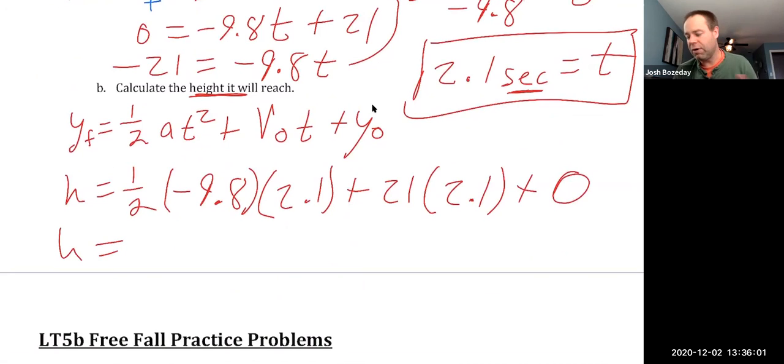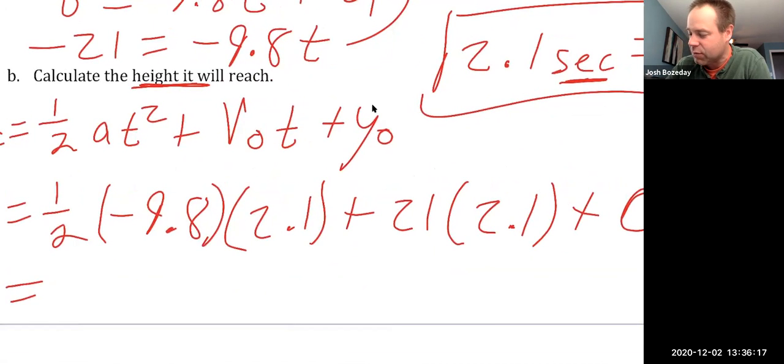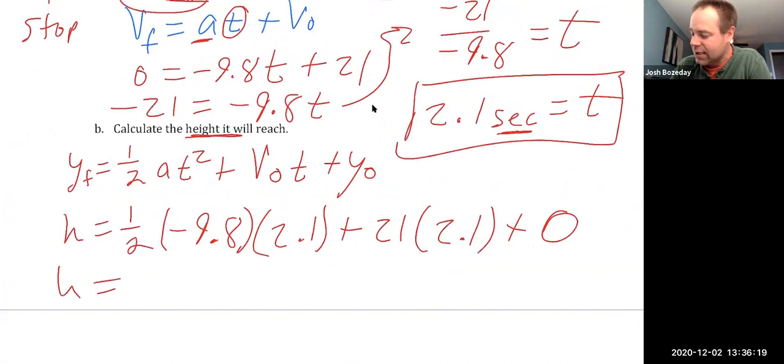I can do that real quick for us. Don't you have to square the time? Oh, man. Yes. Thank you, Sydney. I was testing you. You passed. No, I made a classic mistake. Students make that mistake all the time, and now you just saw me make it. Absolutely. In the equation, time is squared, so we have to square that 2.1.